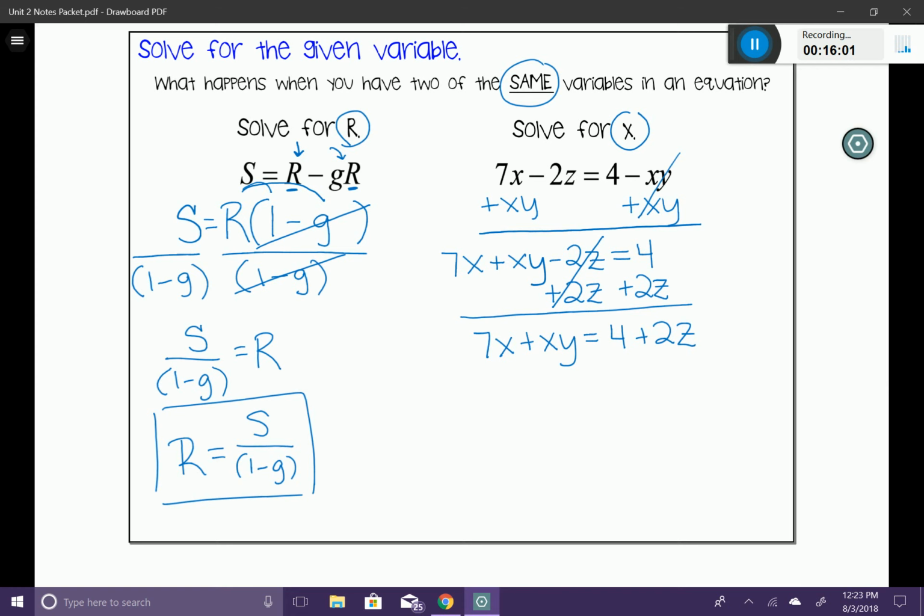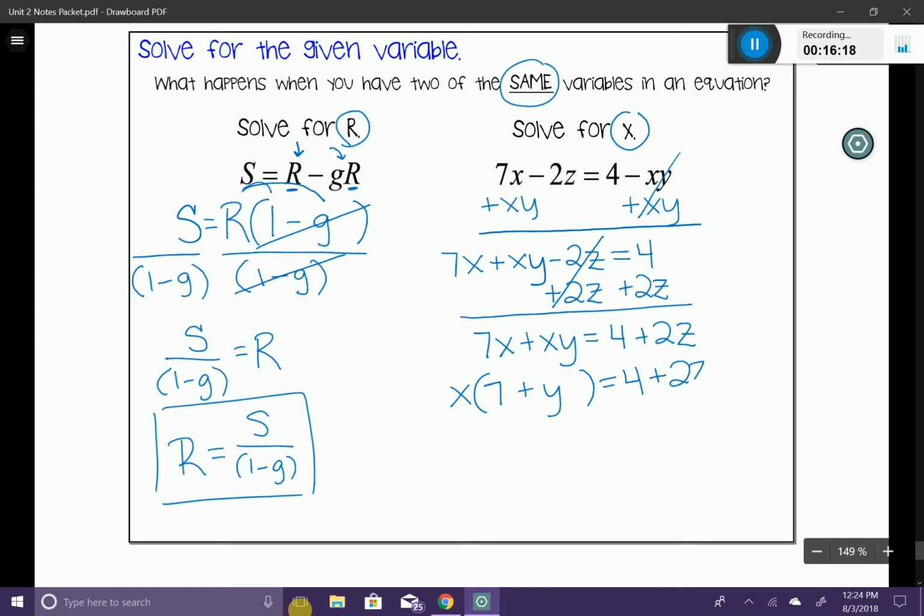So let's do that undistribute thing. I'm going to undistribute an x. And if I undistribute, what am I left with? I'm left with a 7 and I'm left with a y. I can always check myself by redistributing my x into my 7 and into my y. That's going to leave me with 4 plus 2z.